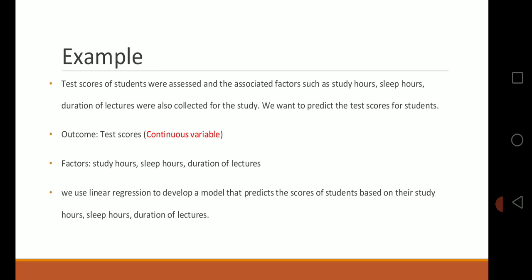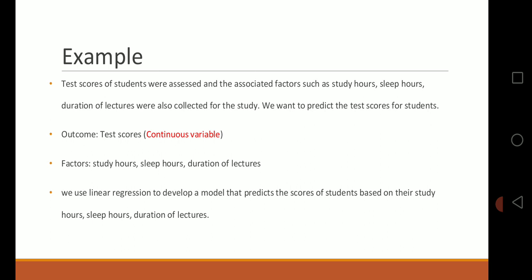Okay, so what are we assessing? We are assessing the test scores of the students based on which factors? Based on the study hours, the sleep hours, and the duration of lectures. We want to predict the test scores for students. Okay, here it tells us prediction, so when we find prediction, or assessing the causes related to the outcome variable, this means that this is a regression test.